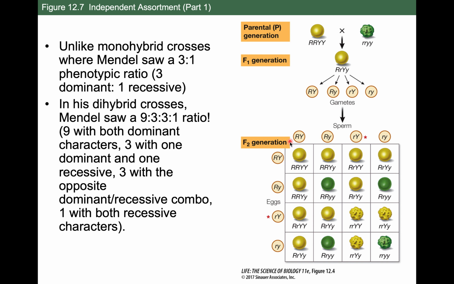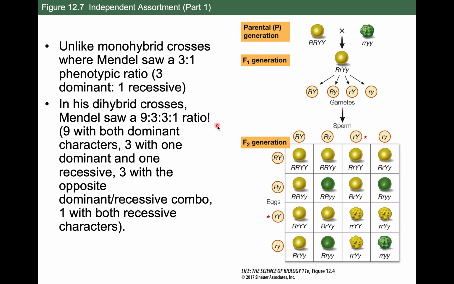But now we've got a bigger Punnett square, right? It's a 4 by 4 instead of a 2 by 2. But the basic idea is the same. So we're bringing our two copies of the R gene together, right? Big R, bring our two copies of the Y gene together, and so on. And so just by pairing them up, we could predict what the genotypes are going to look like, or what the phenotypes are going to look like.